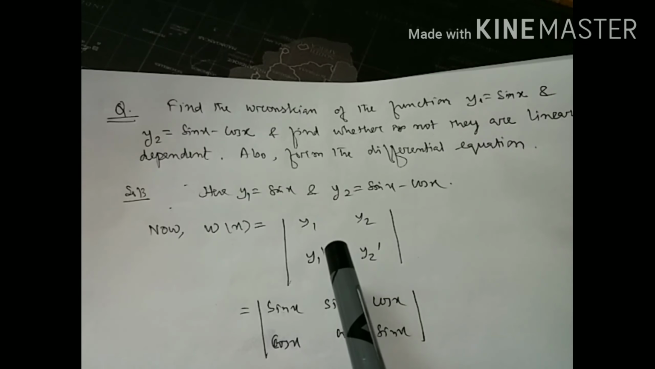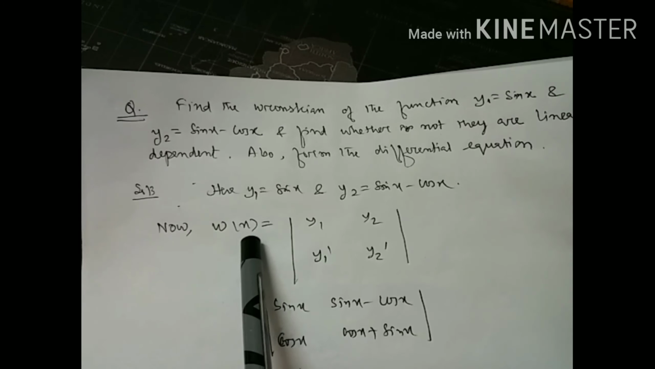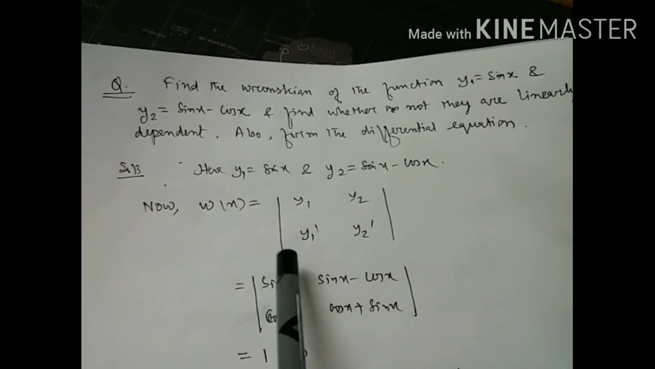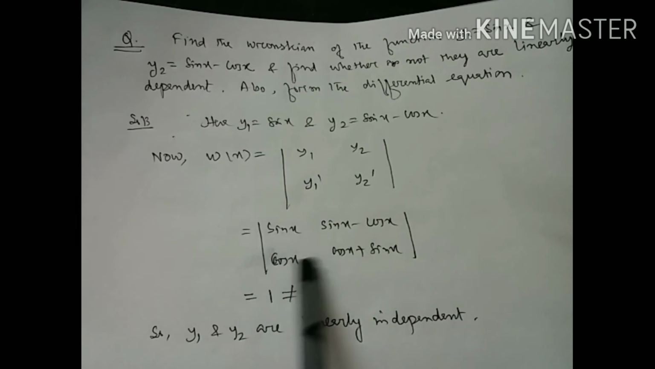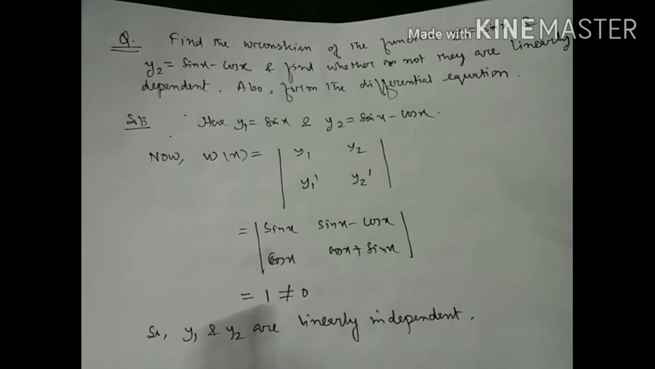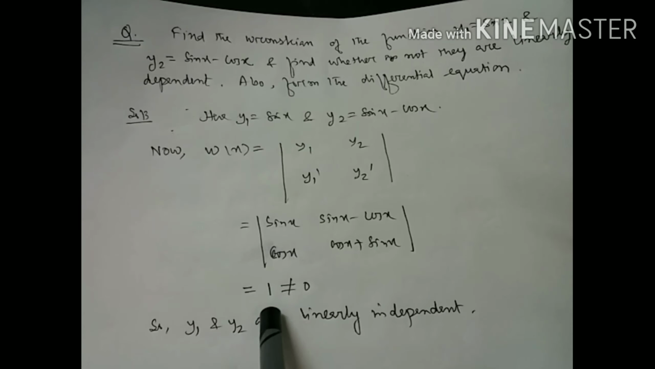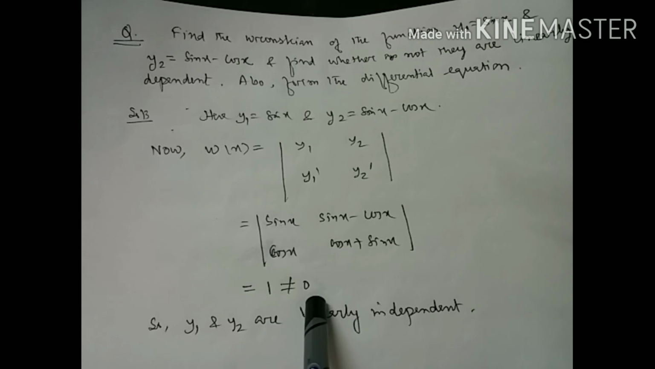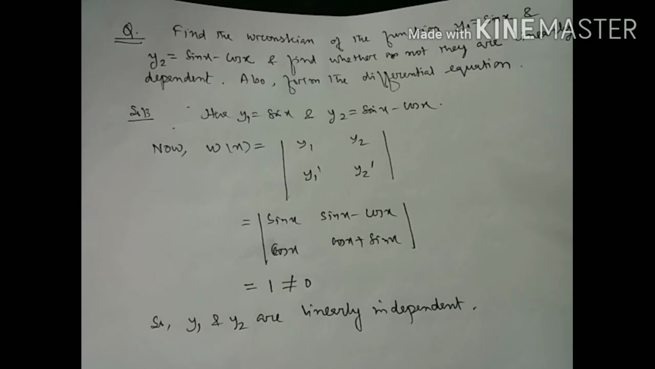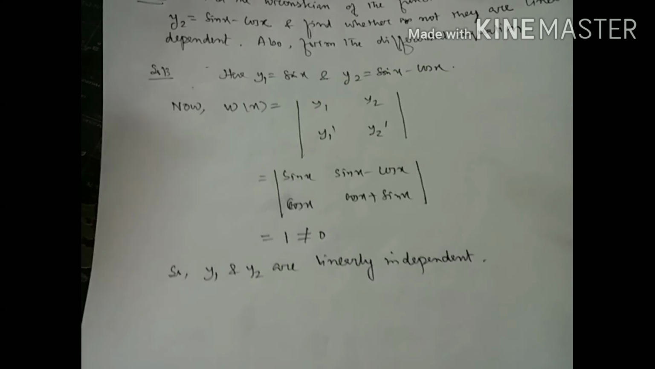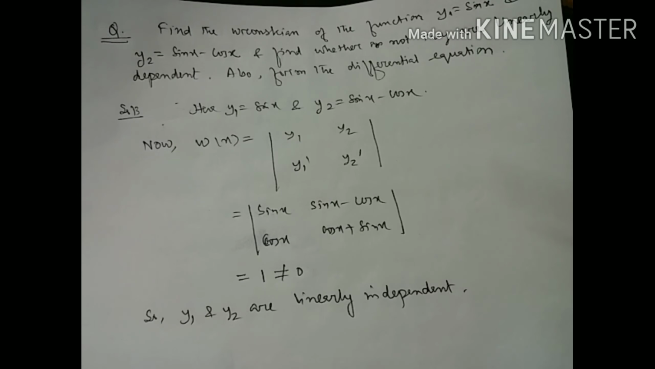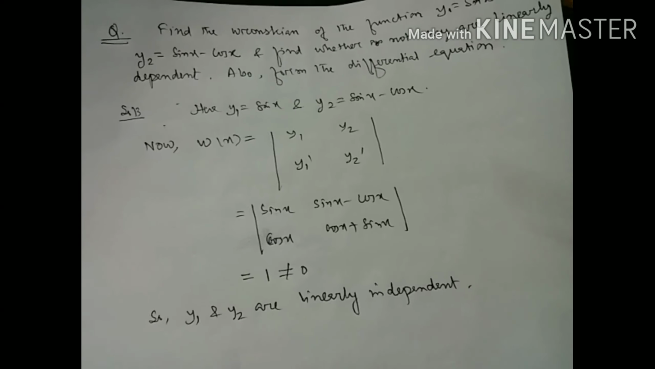For linear dependence or independence, we have to find the Wronskian of x. This is y1, y2, y1 dash, y2 dash, sin x. The functions are the same as in our previous problem. So we are getting the Wronskian as 1, which is not equal to 0. So y1, y2 are linearly independent. Next part, we have to form the differential equation.